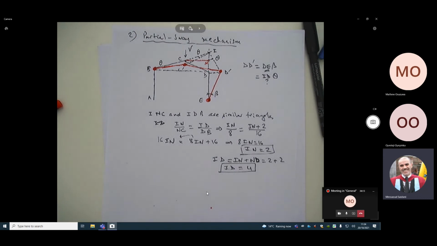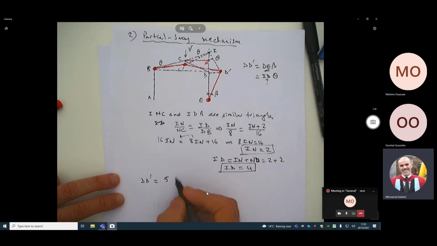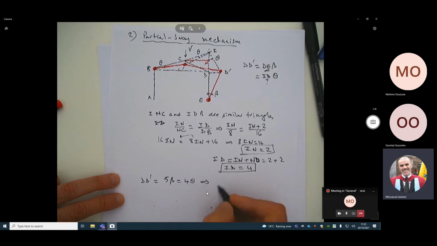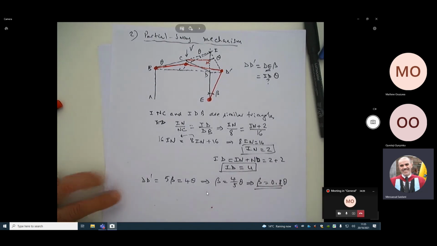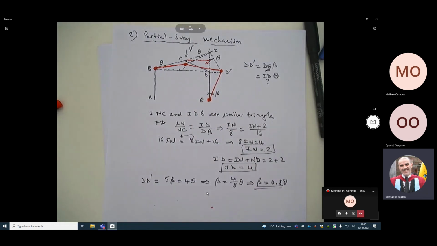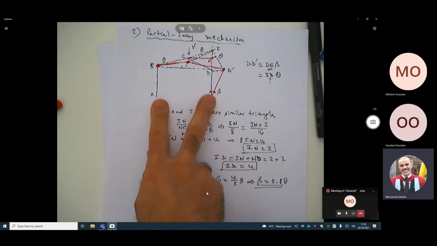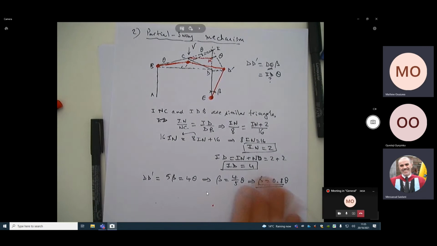Is that okay? So now I go back to this here. We have DD dash is equal to DE, which is 5. DE beta is equal to ID theta, and therefore beta is 4 over 5 theta, or 4 over 5 is 0.8 theta. So now we have a relationship between beta and theta. So beta here is 0.8 theta. If you change the geometry, obviously the spans and everything, you get different values.